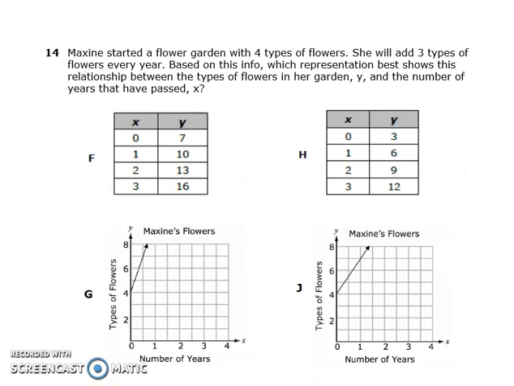Number 14. Maxine started a flower garden with 4 types of flowers. She will add 3 types of flowers every year. Based on this info, which representation best shows this relationship between the types of flowers in her garden y and the number of years that have passed x? F, H, G, or J?